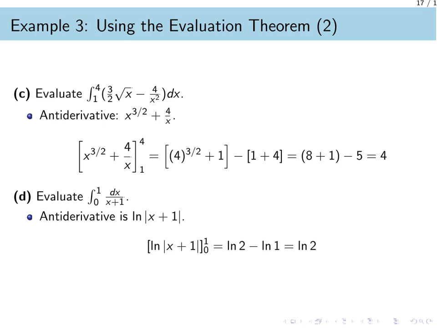For part D, recall that the antiderivative of 1 over x plus 1 is the natural logarithm of the absolute value of x plus 1. Evaluating this from 0 to 1 gives us natural log of 2 minus natural log of 1, and since log of 1 is 0, the result is simply the natural log of 2.